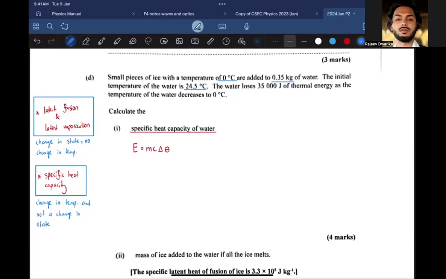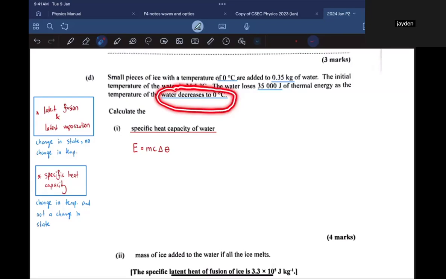The water loses 35,000 joules of thermal energy as the temperature of the water decreases to 0 degrees Celsius. Jadon, notice they're saying the water decreases to 0 degrees Celsius. Are they saying that it is ice, or is it still water? It's still water. Right. So to make that jump from ice to water, you would need latent fusion.